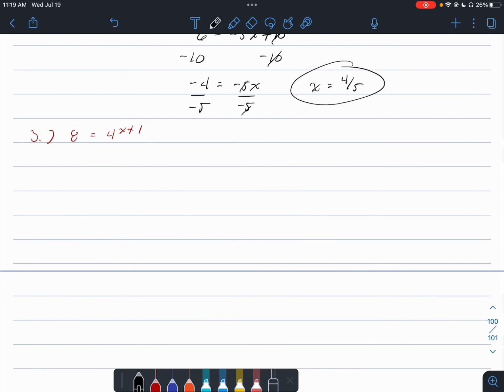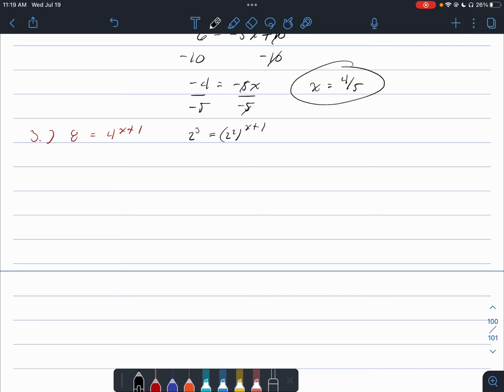Here we have 8 equals 4 to the x plus 1. Here, we can notice again that we can't write 8 as 4 raised to anything. So we should look for a common base that they both have. Let's take a look at 2. That's really the only other option we would have here. So we could write this as 2 to the third is equal to 2 squared to the x plus 1. So 8 is 2 to the third, 4 is 2 squared.